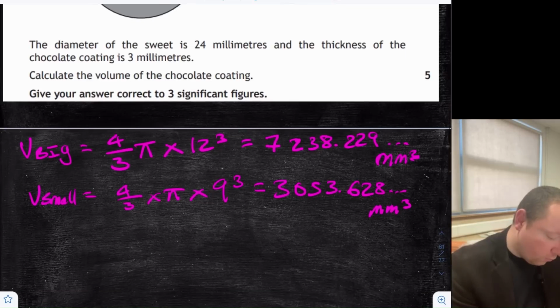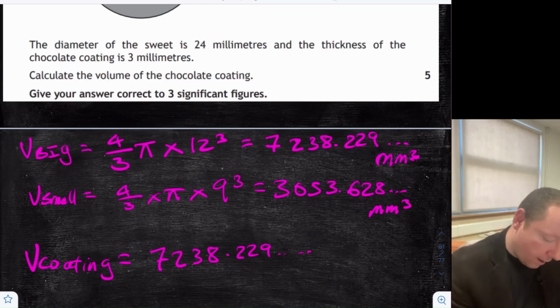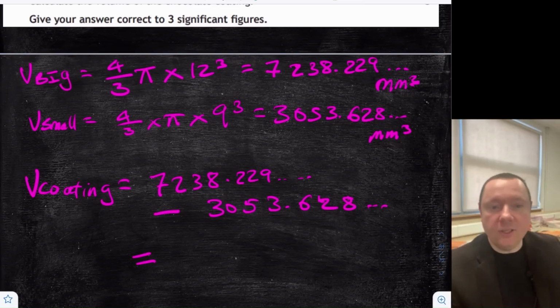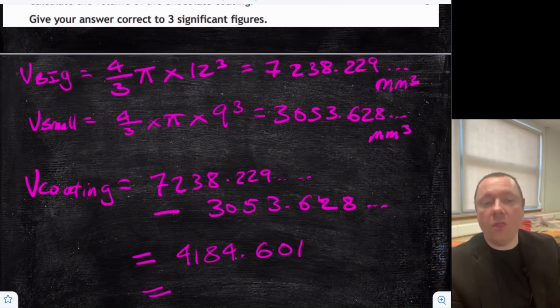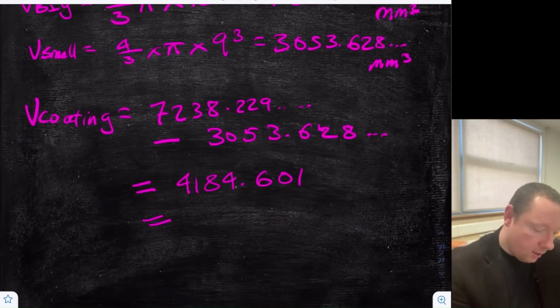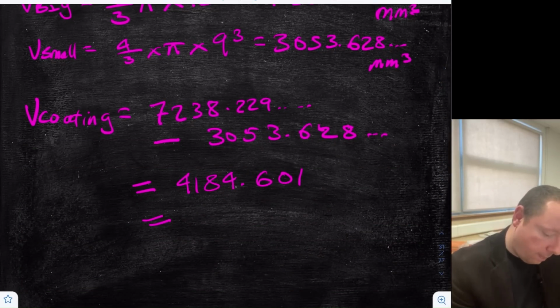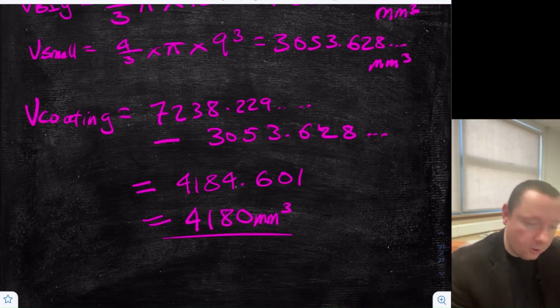So that means the volume of our coating is equal to 7238.229 minus 3053.628. That gives an answer of 4184.601, which when rounded to 3 significant figures, I think, in this question, well, that means I need to go 1, 2, 3 and round here, so it's 4180. 4180 millimetres cubed for our final mark.